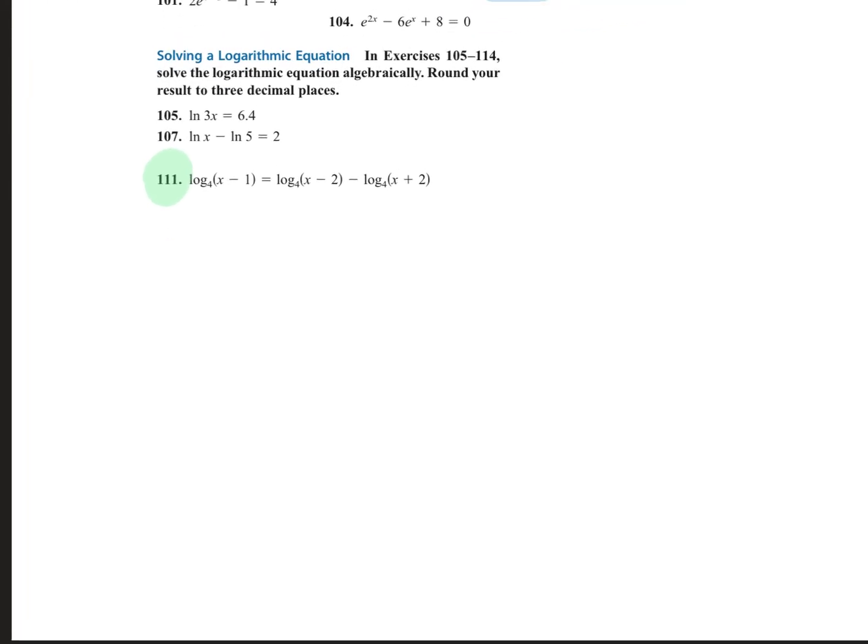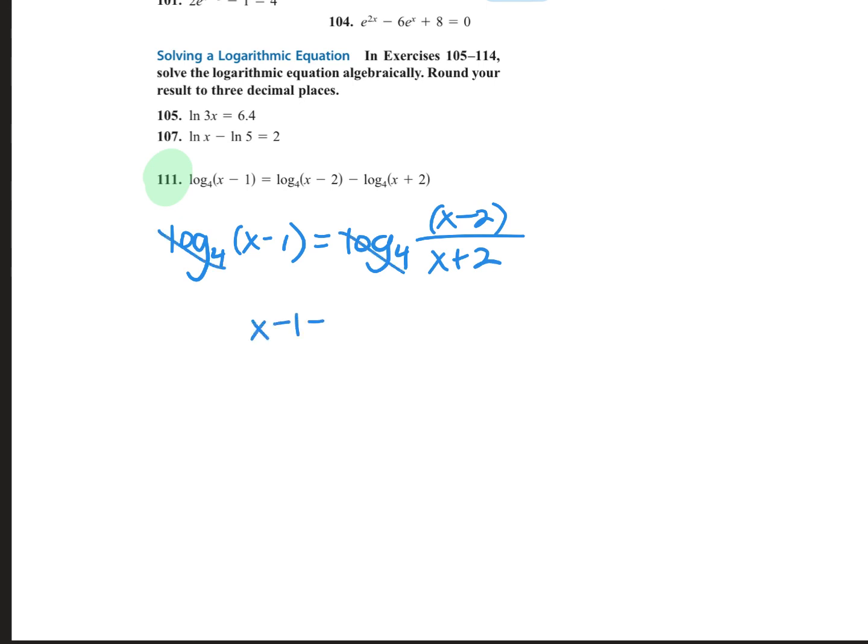I've got more than one log on one side of the equal sign, right? So what am I going to do first? Only if there's only one on either side. So I got to condense it first. So I'd get log base 4 of x minus 1 equals log base 4 of x minus 2 over x plus 2. Now there's only one log on either side of the equal sign. So I get x minus 1 equals x minus 2 over x plus 2. Multiply both sides by x plus 2. So it cancels on the right.